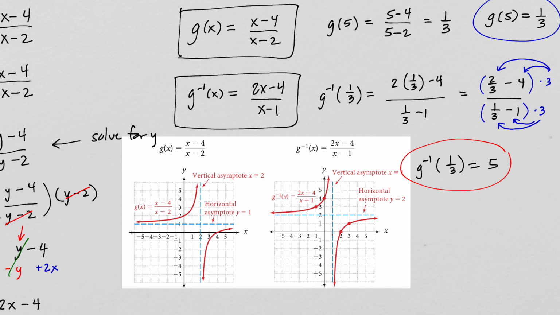So what I want to point out is since an inverse switches the x's and y's, it also switches the horizontal and vertical asymptotes. So the horizontal asymptote, y equals 1, became the vertical asymptote, x equals 1. And the vertical asymptote here, x equals 2, became the horizontal asymptote, y equals 2.